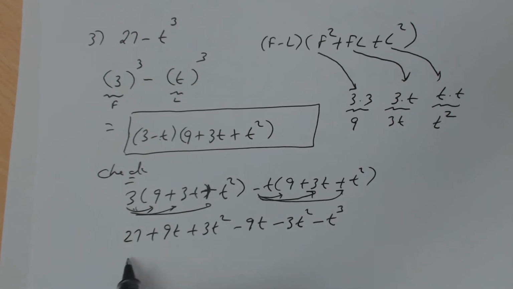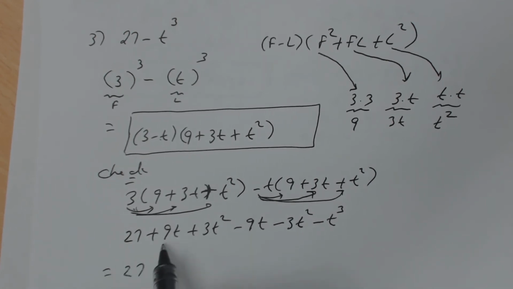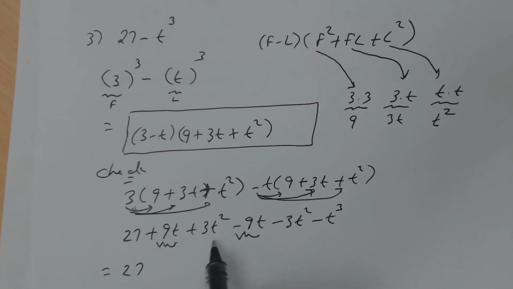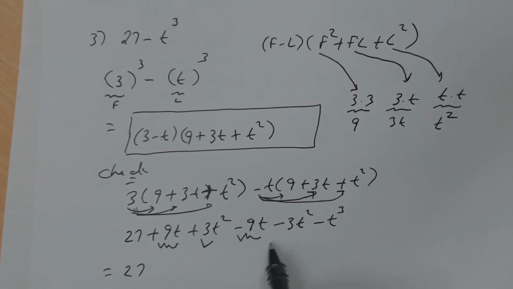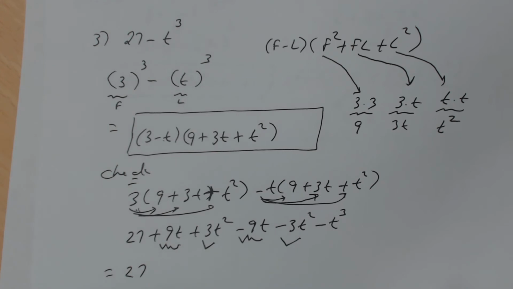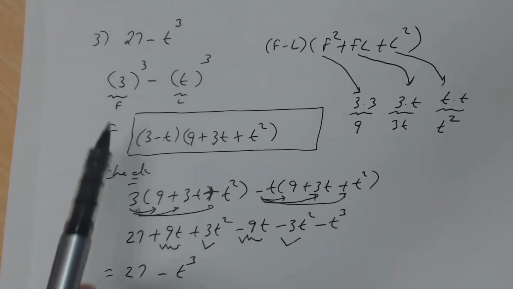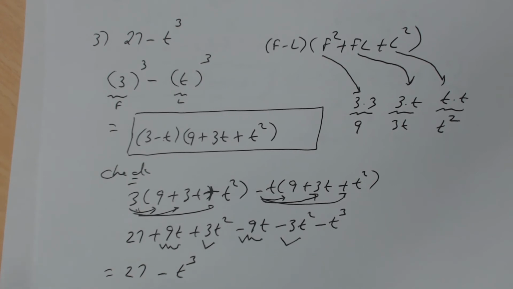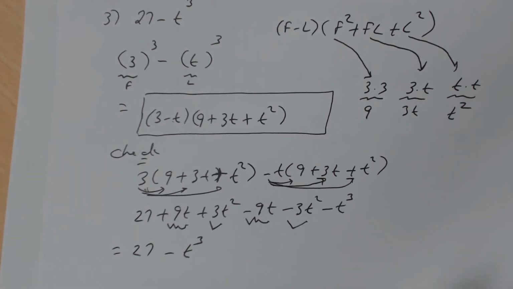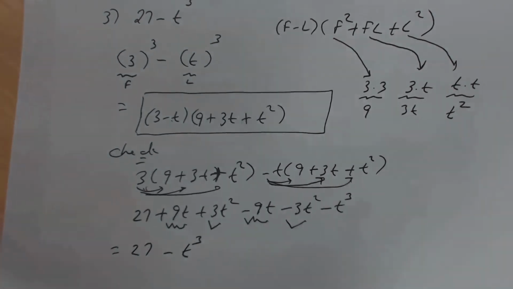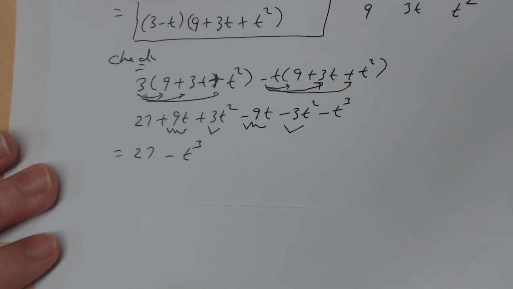Combine like terms, I get 27. A positive 9t and a negative 9t is 0. A positive 3t squared and a negative 3t squared is 0. And all you're left with is minus t cubed, which is what you wanted. Okay, so that was number 3. Let's look at this example, number 4.